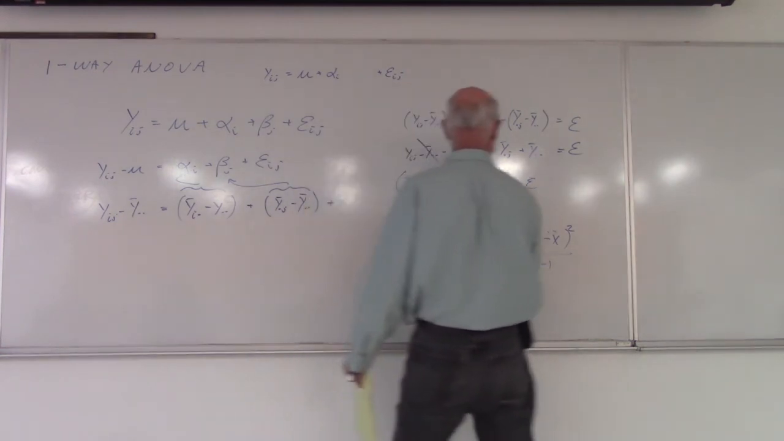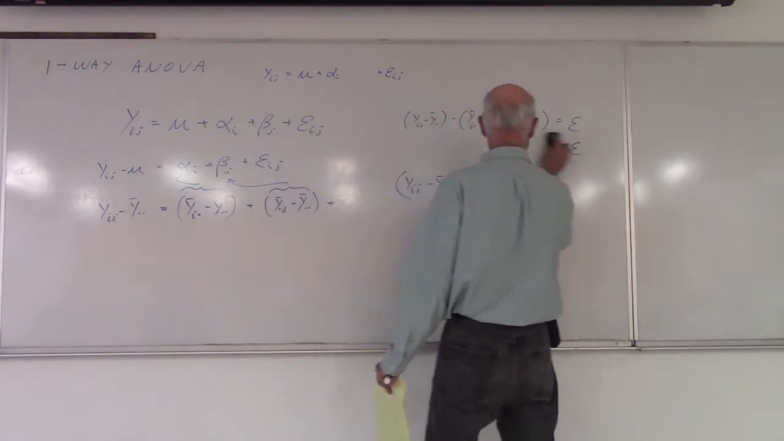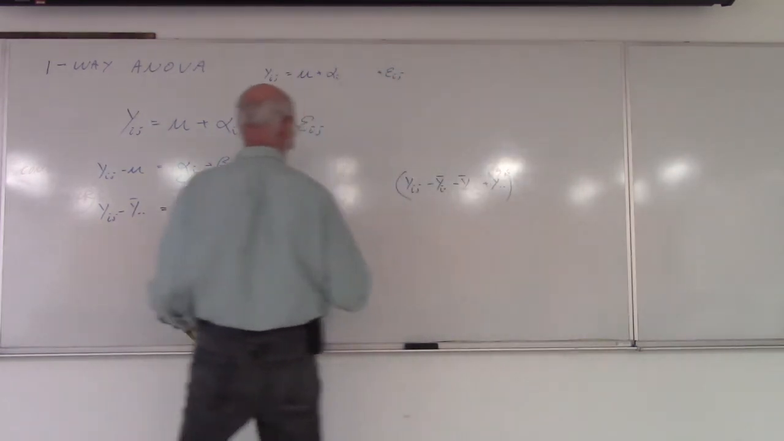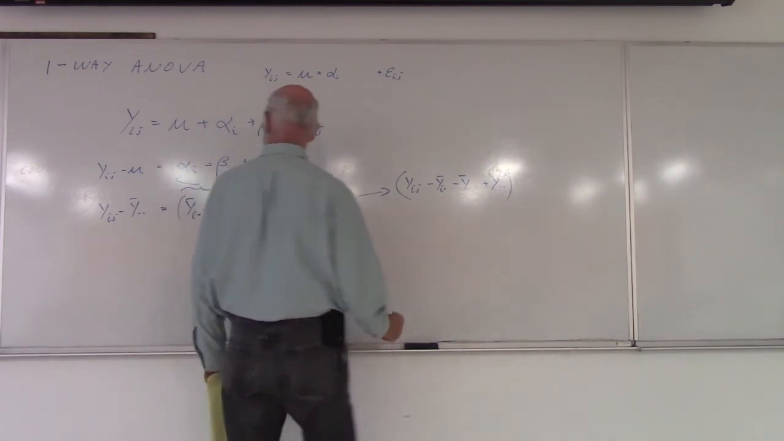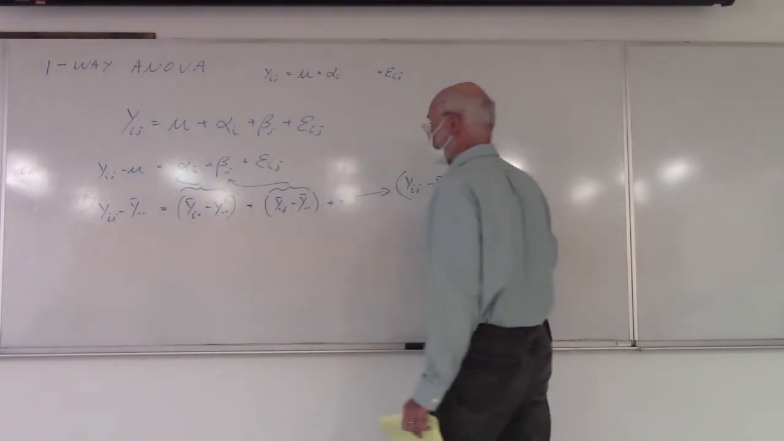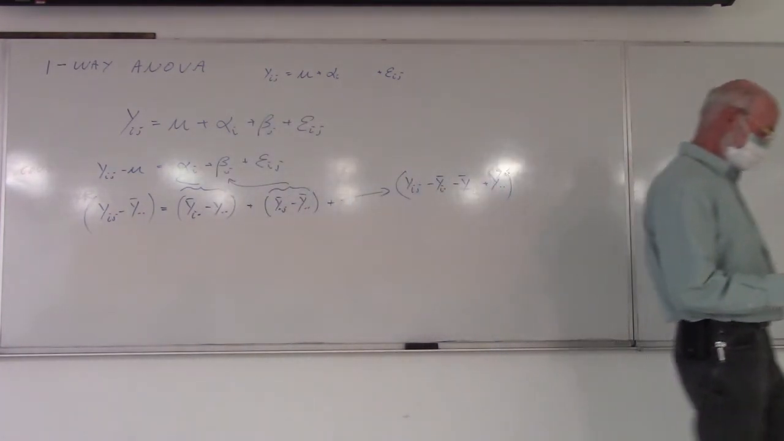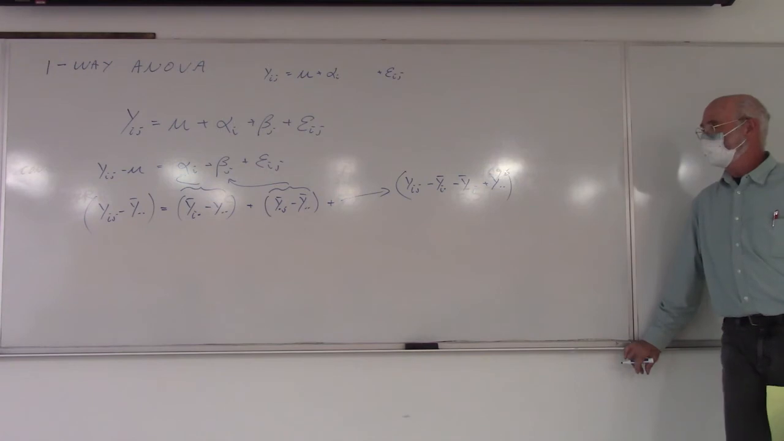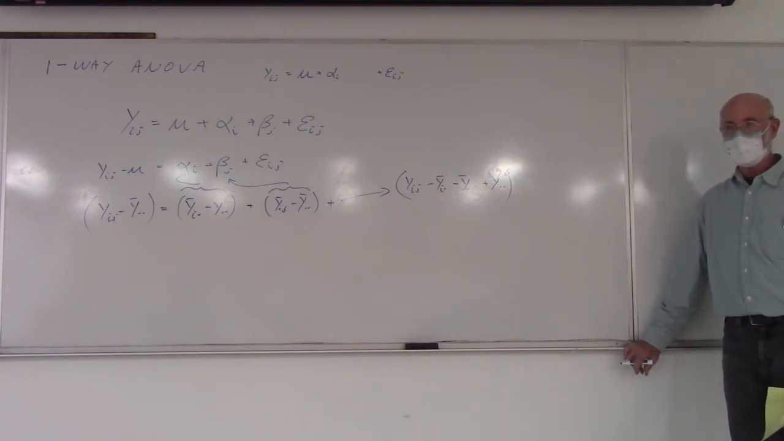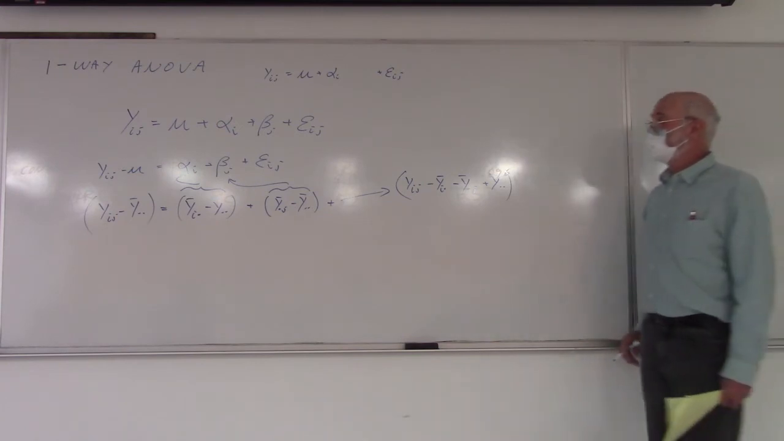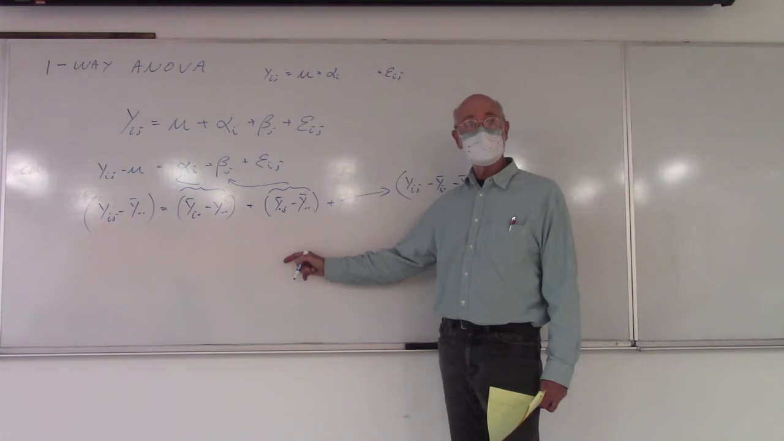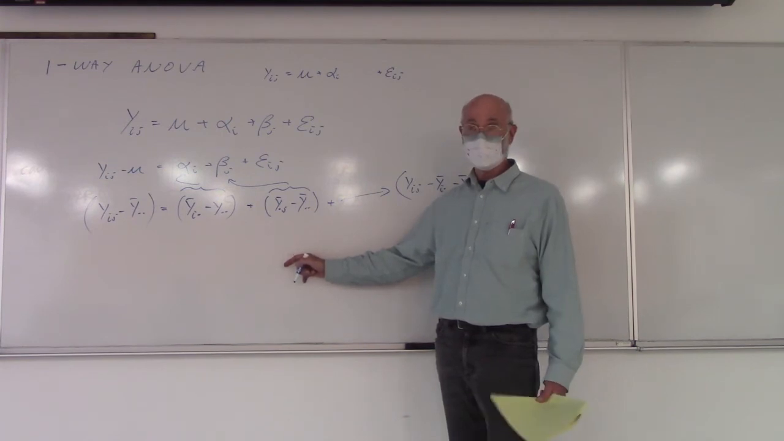So now we can replace epsilon with that term right there, plus that thing. So this plus this plus this equals that. Now all we have to do is add both sides up. Across all i's and j's, we square both sides and add it up. Of course, when we square both sides, we're going to end up with all these cross product terms. But because everything is independent, the cross product terms are going to be equal to zero. So we don't have to worry about them.